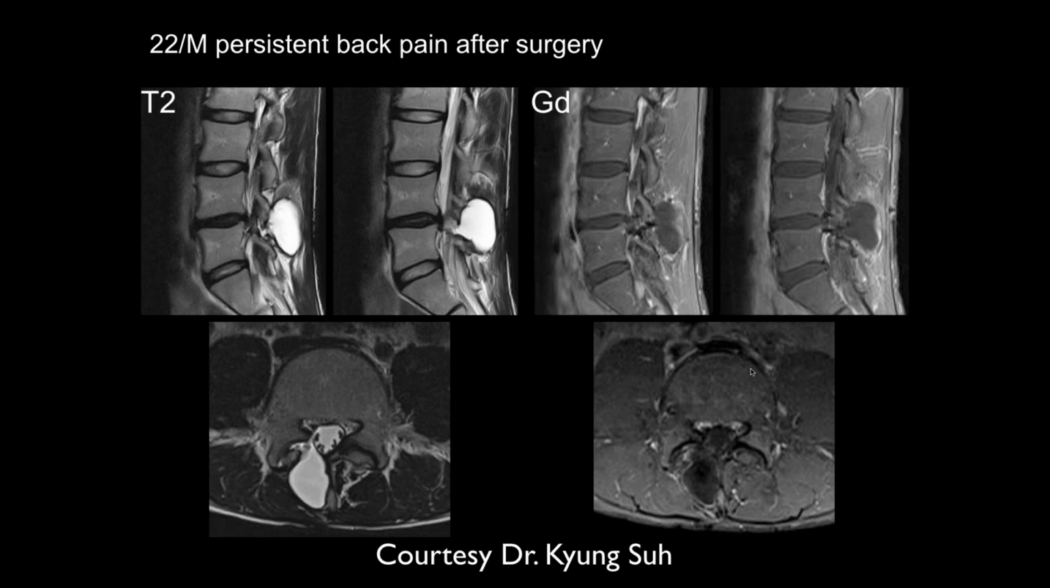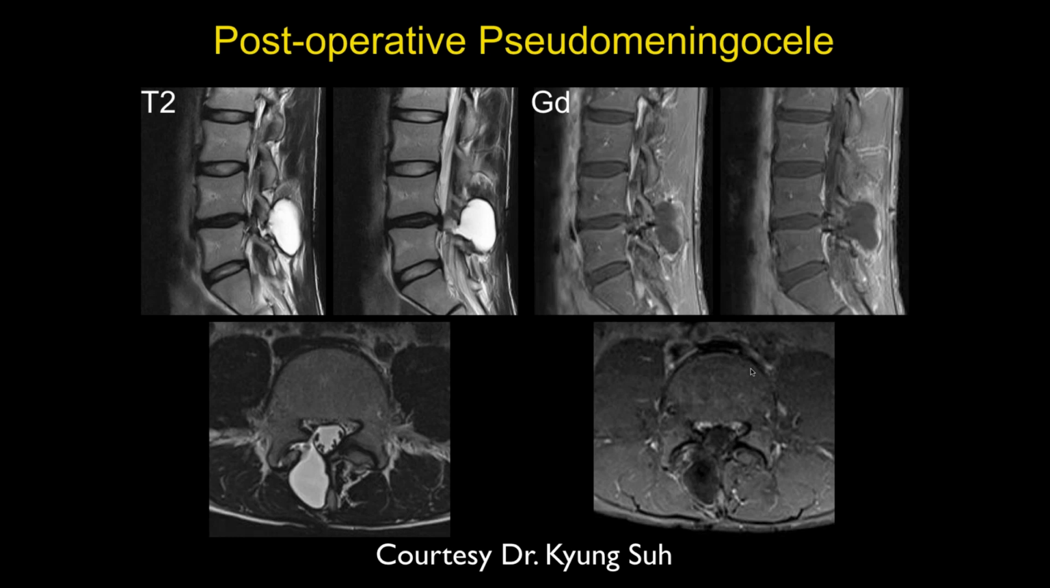I'll take it. 22-year-old man, persistent back pain after surgery. So it looks like there's a sort of large cystic focus communicating maybe with the spinal canal through a laminectomy defect on the right. And yeah, it looks like some sort of meningocele or pseudomeningocele.